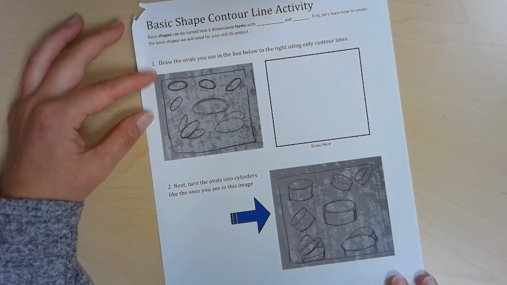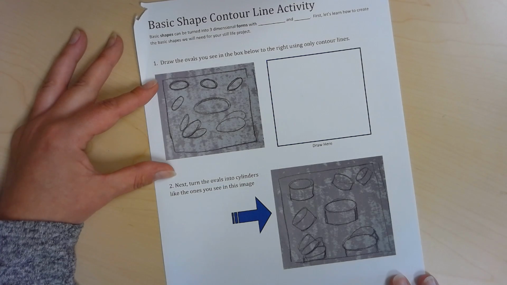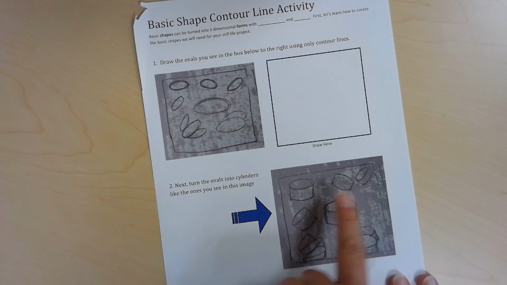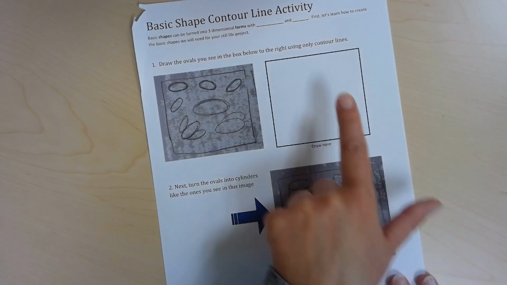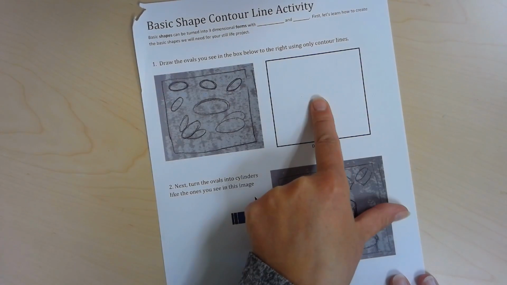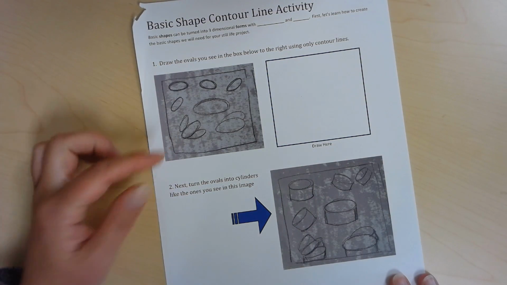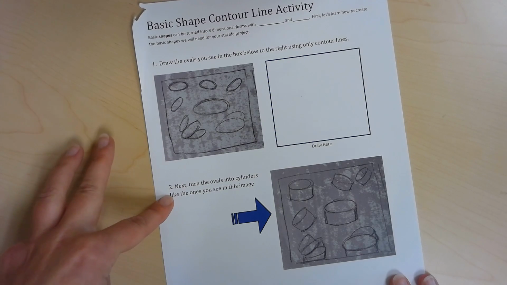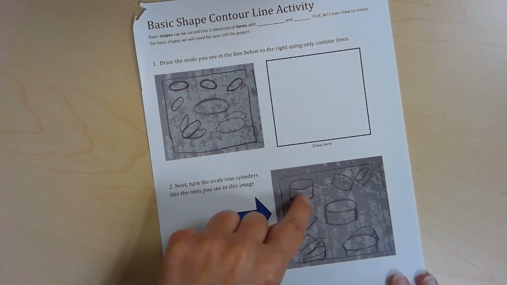So let's create a basic shape using just line to turn it into a form, because we're going to need this skill for your first project, which is the still life. So these ovals that you see in this box, you're going to draw them exactly where you see them and how big you see them in this one. When you're done with that, you're going to turn the ovals into cylinders, so three-dimensional forms, like the ones you see here, by following the rest of these lines.